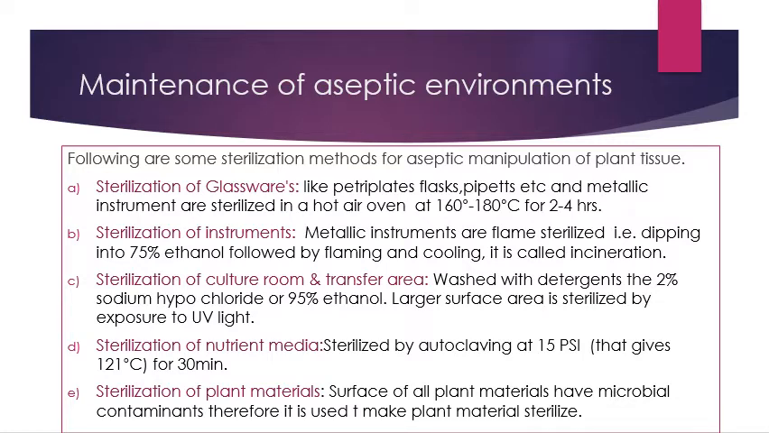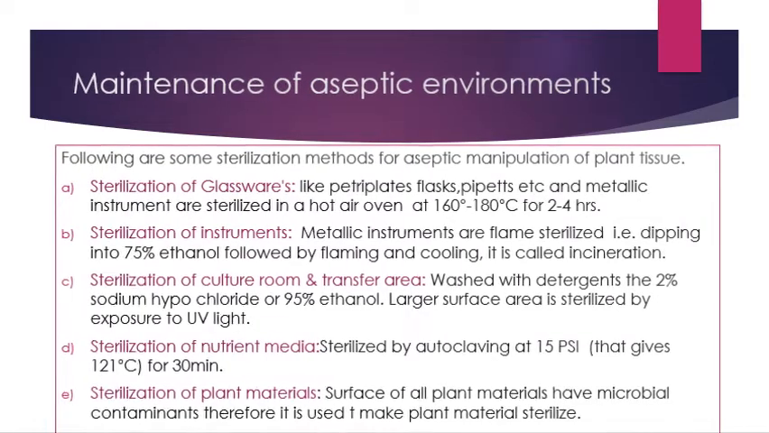It is called incineration. Sterilization of culture room and transfer area: washed with detergents, then 2% sodium hypochlorite or 95% ethanol. Larger surface area is sterilized by exposure to UV light. Sterilization of nutrient media: sterilized by autoclaving at 15 psi for 30 minutes. Sterilization of plant materials: the surface of all plant materials has microbial contaminants, therefore it is necessary to make plant material sterilized.